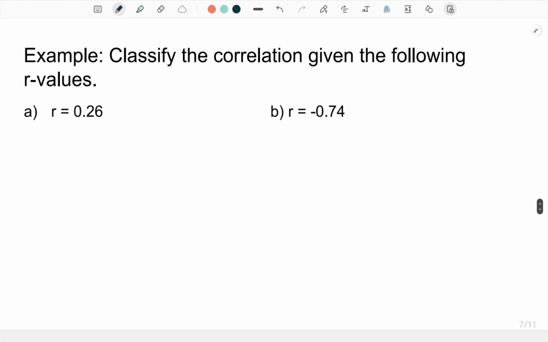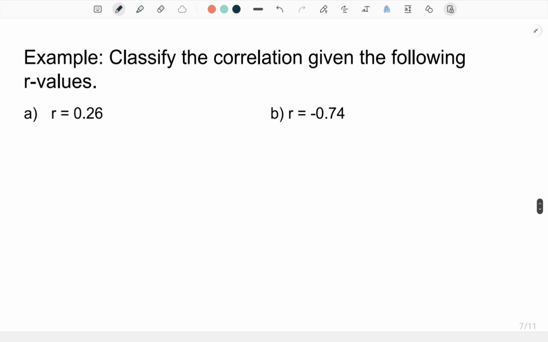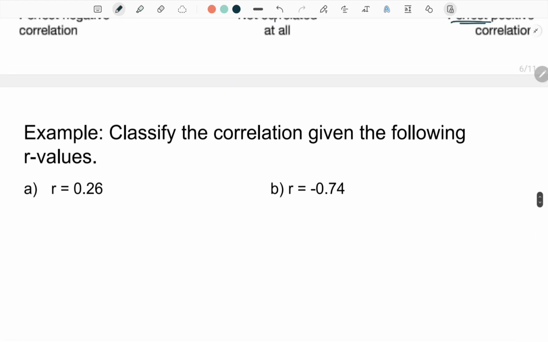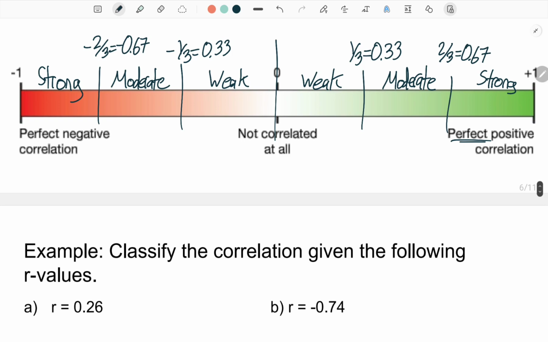Okay, so taking a look at these examples, R equal to 0.26. Let me go back up and put it at the top of the screen, like a number line up here. 0.26 would fall somewhere there. So it's lower than 1/3 and higher than 0. So what we can say is, first of all, it's positive, and it's a weak correlation. For all of these, we're just going to assume they're all linear.